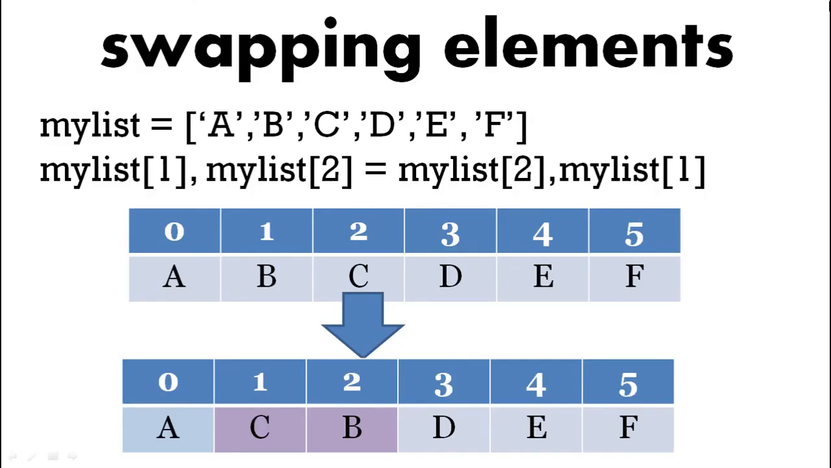Here are some useful tips. We can swap elements in our list rather than creating a temporary value, which we do in other programming languages. We could just put in 2 elements. So here we have my list 1 and my list 2, and then we're going to make them equal my list 2, my list 1. So 1 and 2 goes to 2 and 1. So basically in our example, the 2 elements are swapped round.